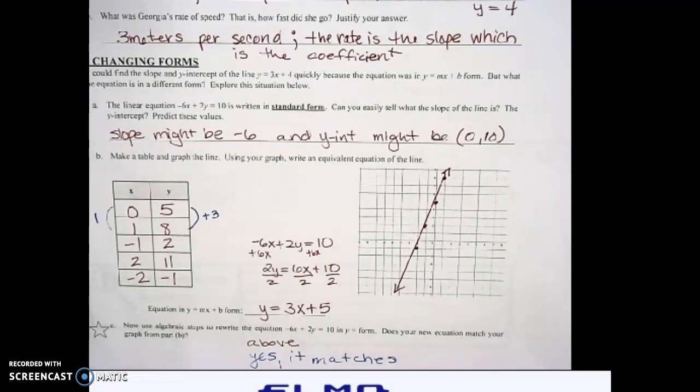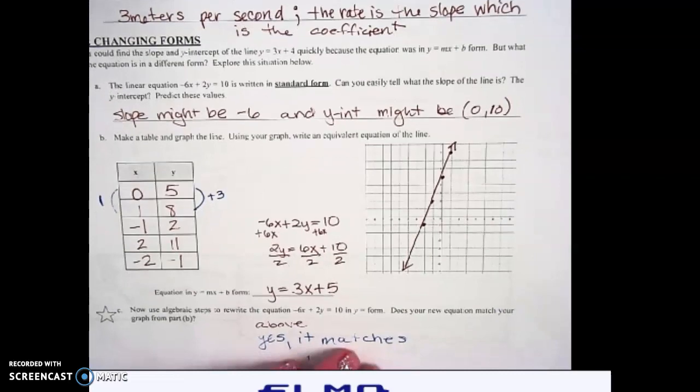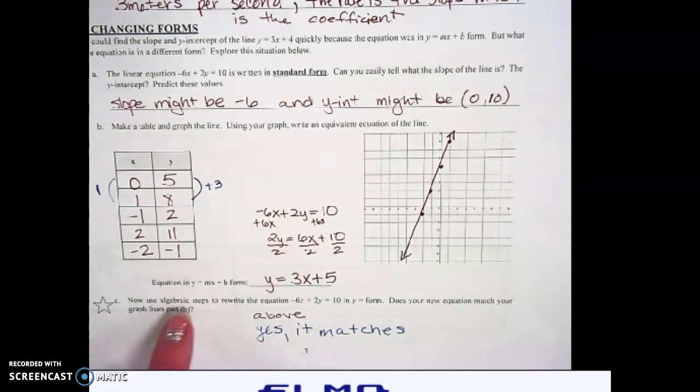Okay? The question down at the bottom says, now use algebraic steps to rewrite the equation. I already did it right here, so I just wrote that I did it above. And does your new equation match your graph for part B? I said, yes, it matches. Okay? Finish copying that down, and then we're going to turn over to page 2.